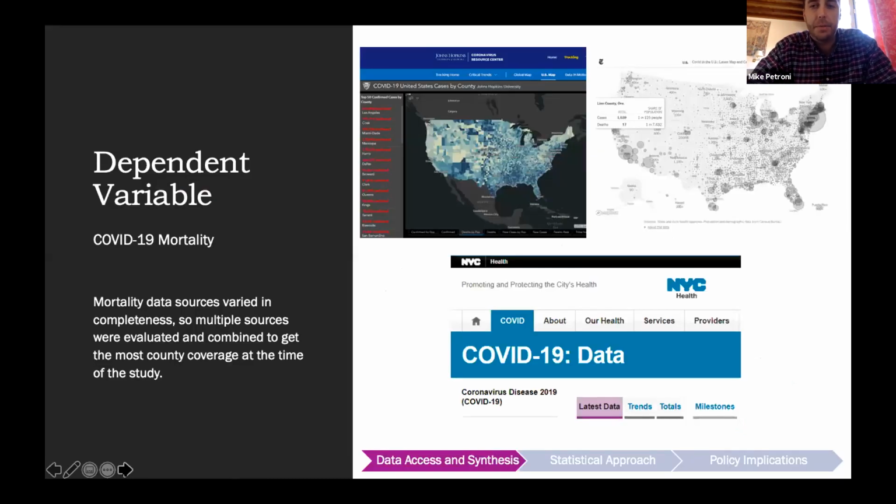So first, we had to acquire our dependent variable, which is death rates at the county level across the United States. When we initially were drawing data online for this study, we used the Johns Hopkins database, and we also cross-referenced it with the New York Times database and the New York City Department of Health. We wanted to make sure that we had as detailed information as we could, because there were some gaps in the data at the early times in the pandemic when we started this study.